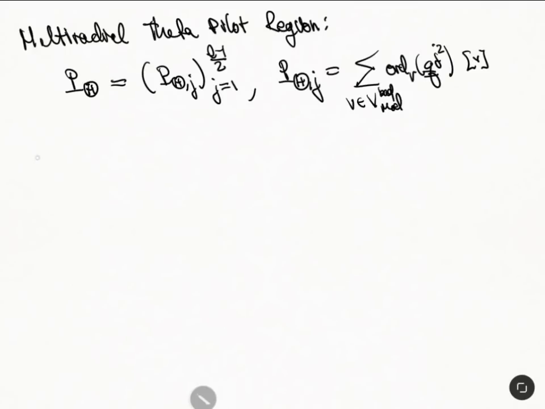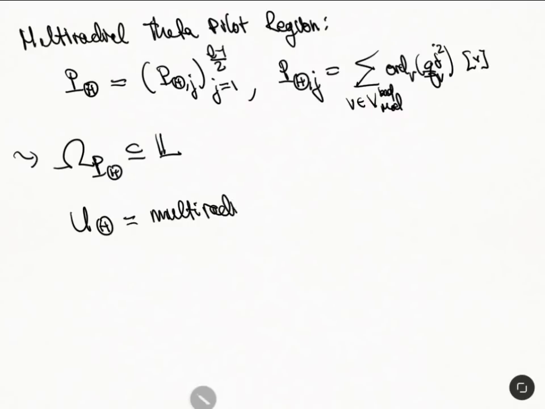Okay, so now we can associate this region omega p theta. This is in this Mochizuki adelic measure space L, which I haven't really described yet. So this is for the place V. Okay, and then what we're going to define here is this U theta, which is the multi-radial version, and it's kind of a blurred version of the theta pilot region.